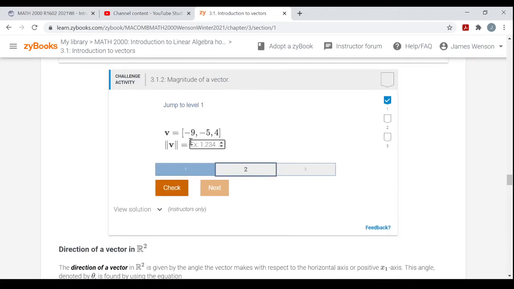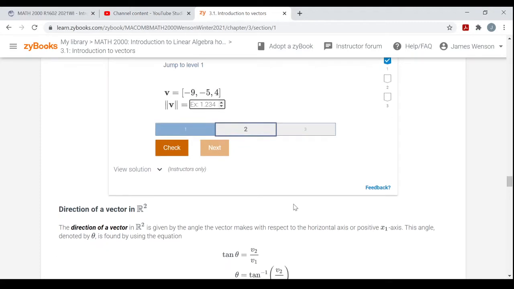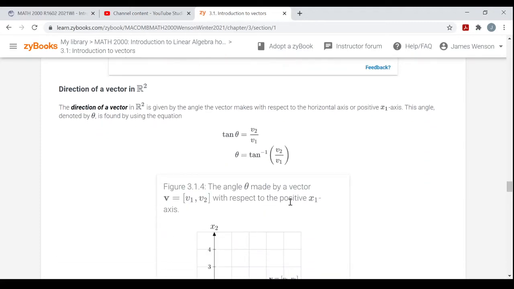Yeah, but this one's from R3, so 81 plus 25 plus 16, and then what's the square root of that? So I'll leave those to you. All right, then finally in this section, now this is only in R2. We're only going to be talking, this last part of the section is only on the XY coordinate plane, or X1, X2 plane, the 2-dimensional plane.